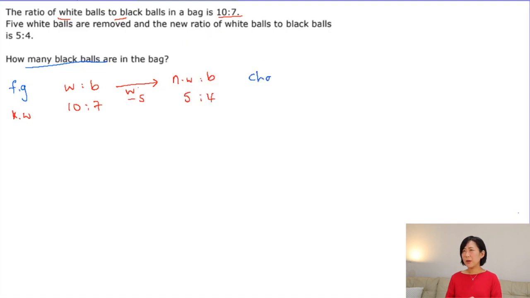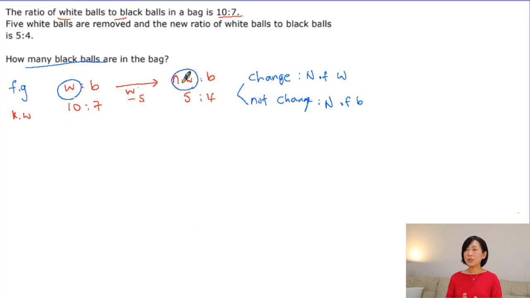Then we need to think about this one. You need to distinguish what has changed and what has not changed. The thing that changed is the number of white balls, and the number of black balls hasn't changed at all. So we need to focus on the number of black balls. That is our final goal, and that number stays the same. So white balls are different, but the number of black balls is the same. That's why I'm going to distinguish the white balls as the old white ball and the new white ball.